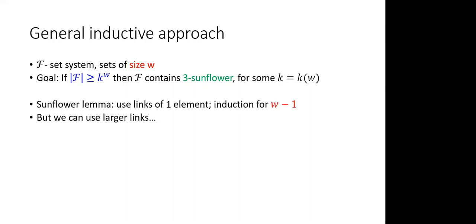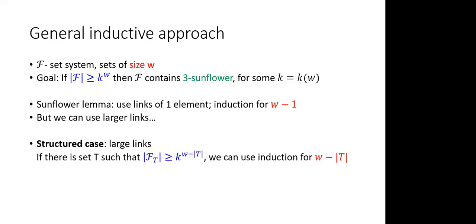So again, in the sunflower lemma, they just use links of 1 element. But we can use larger links, why not? So now we can say, well, there is a structured case where there is a large link. If there exists a set T where the link of this is large enough, and large enough is going to be k to the w minus t, then we can just use induction. We can just reduce to this link and just use induction.